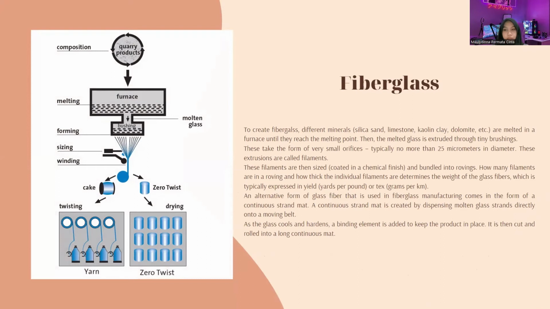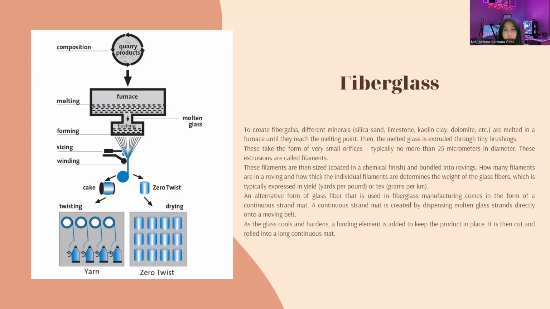Then, the melted glass is extruded through tiny bushing. This takes the form of very small orifices, typically no more than 25 micrometers in diameter. These extrusions are called filaments. These filaments are then sized or coated in chemical finish and bundled into roving.